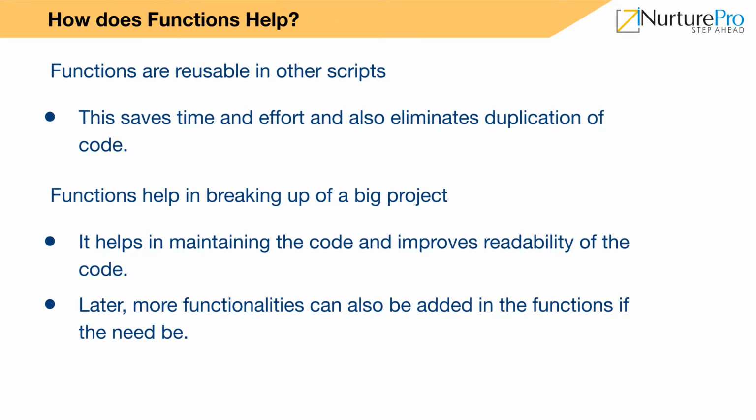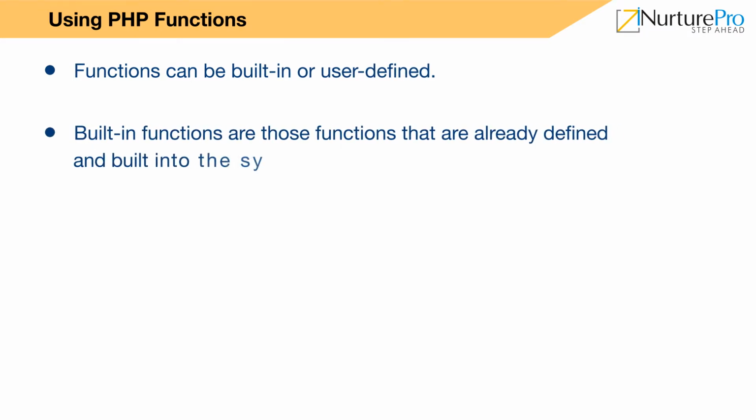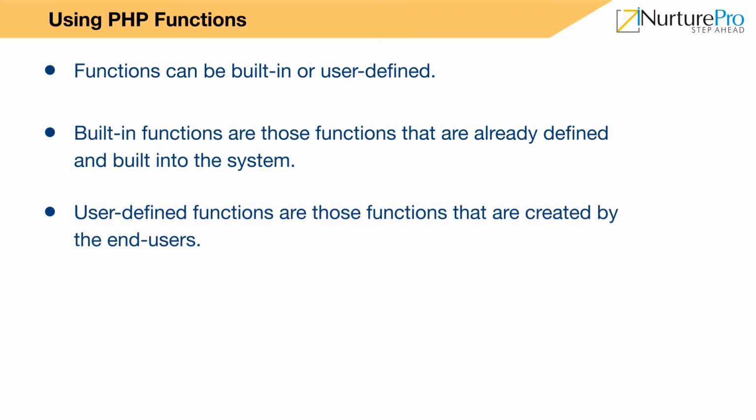Next, let's see how to use functions in PHP. As already stated, there are more than 1000 built-in functions available in PHP, some of which you will see in this chapter. Functions can be built-in or user-defined. Built-in functions are those functions that are already defined and built into the system. User-defined functions are those functions that are created by the end users. Let us look into calling functions and using variable functions in detail.